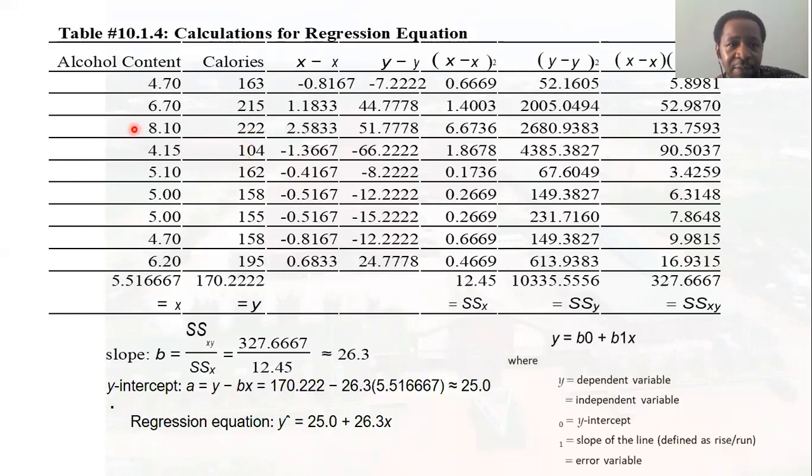Now, for this value, which is our x variable, this is the x variable, this is the y variable. When you add all this together and then divide it by 9, it gives you what? 170.22.